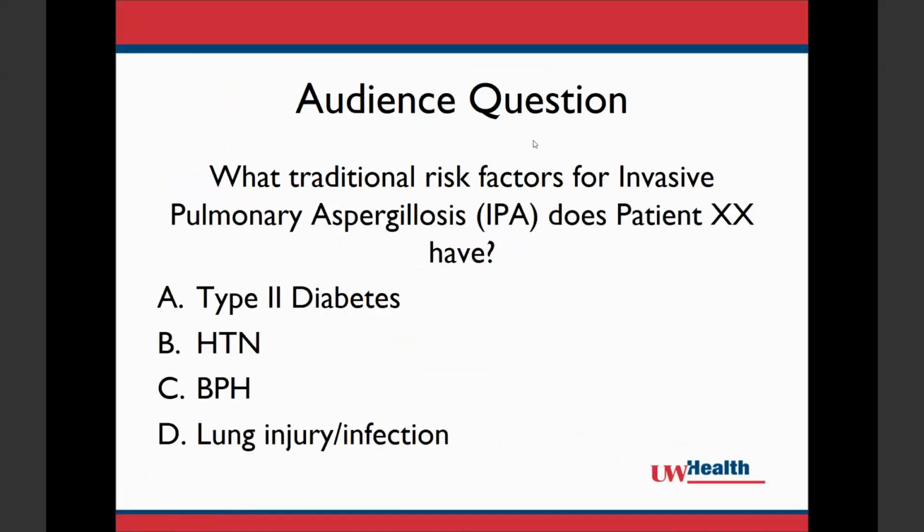So now it's time for an audience question. What traditional risk factors for invasive pulmonary aspergillosis does our patient have? A is type 1 diabetes, B is hypertension, C is BPH, and D is lung injury or infection.